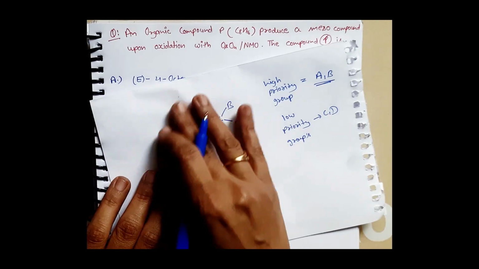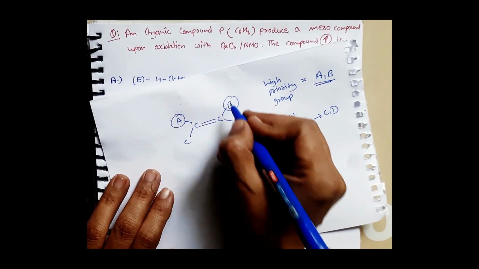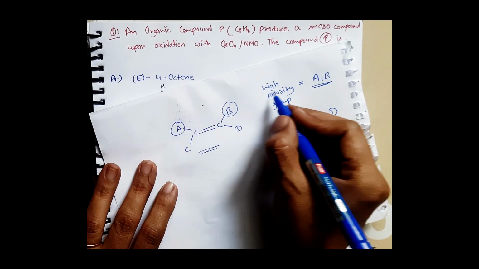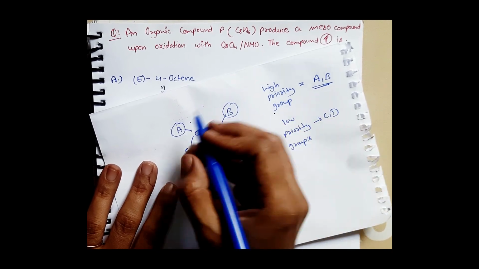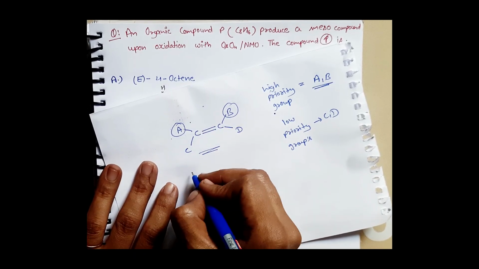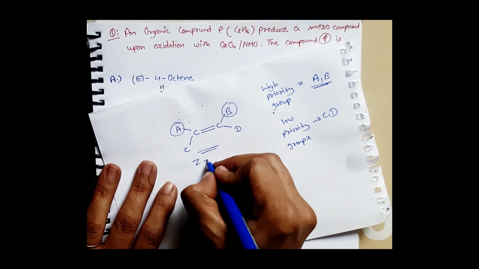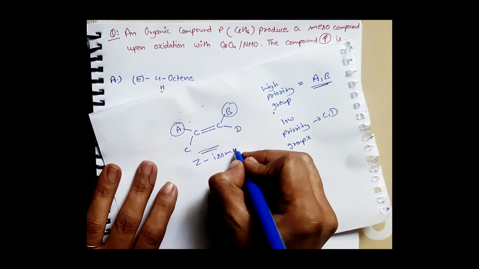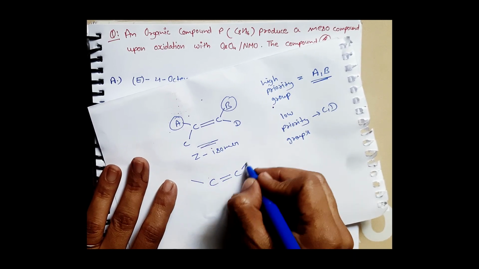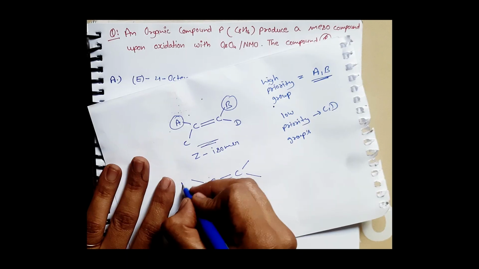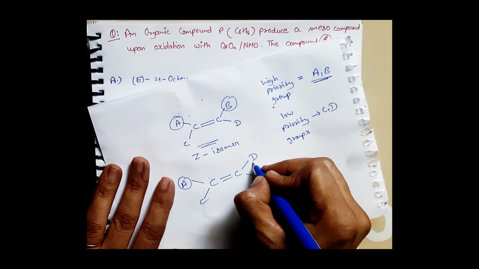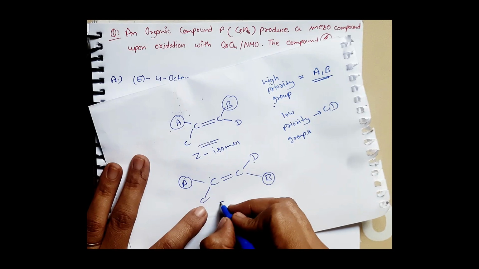So here A and B are on the same side, and they both are high priority groups. So we call this the Z isomer. If these high priority groups A and B are on opposite sides, we call this phenomenon the E isomer.